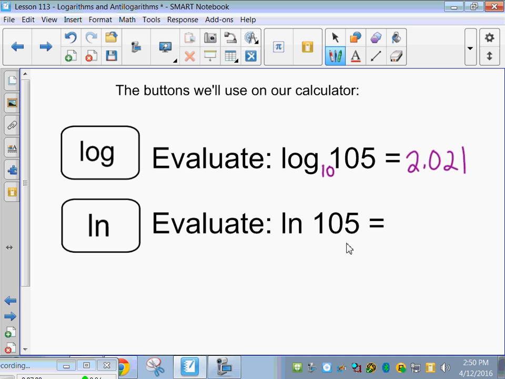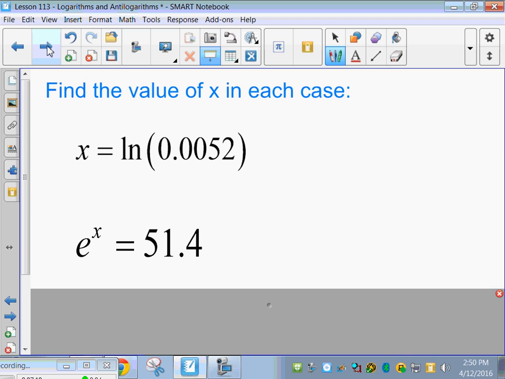On this one, you do not have to put the e here when you plug it into your calculator. You can plug it in just like this. So look for the ln button, which stands for natural log, and just plug it into your calculator, and we get 4.654. All right, so find the value of x in each case. The first one, x is equal to the ln of 0.0052. We're just plugging this into our calculator exactly like that, and we get negative 5.259.